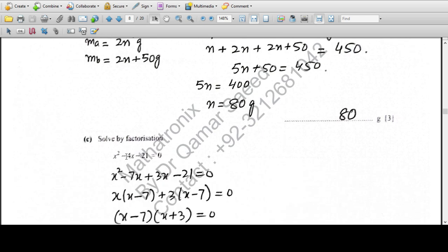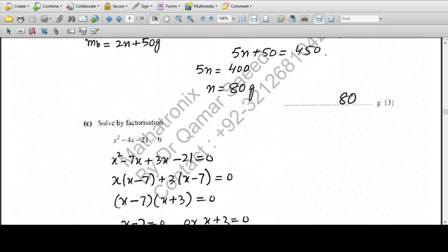Solve by factorization. x square minus 4x minus 21. So we will multiply this 21 with this minus 1. So minus 21 will be the product, and we have to divide the minus 21 in such a way that we get minus 4 when we add and get minus 21 when we multiply. So the terms are minus 7 and 3. So minus 7 plus 3 always gives minus 4, and the multiplication of this minus 7 with 3 is minus 21.